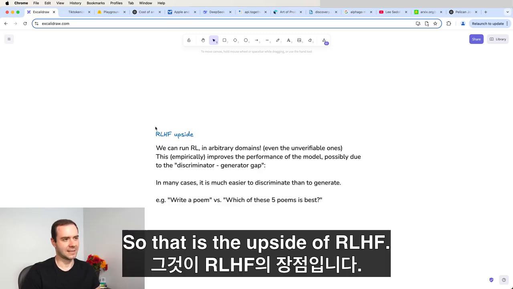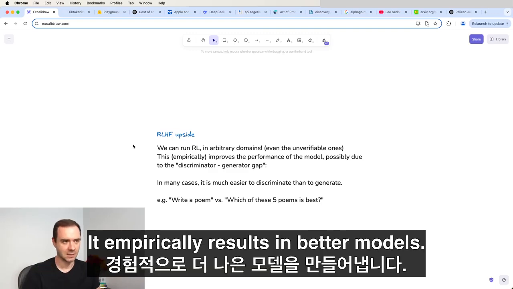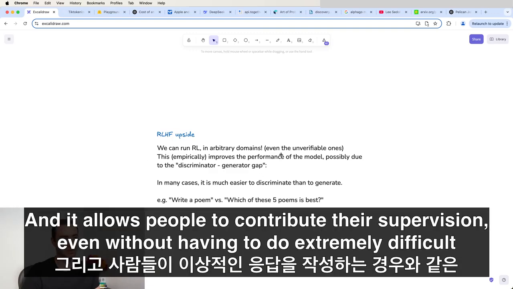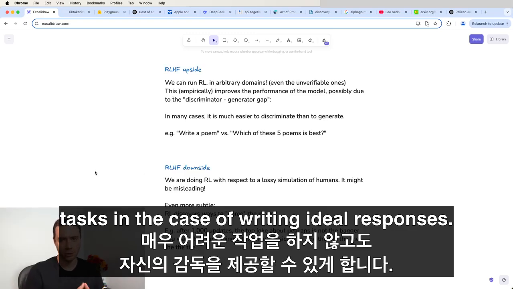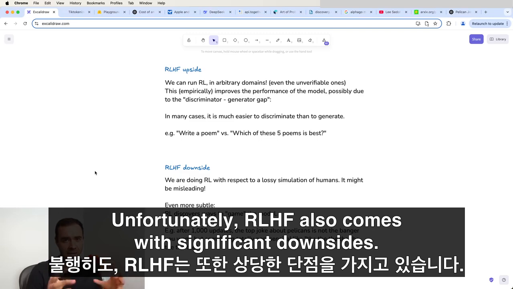So that is the upside of RLHF. It allows us to run RL. It empirically results in better models. And it allows people to contribute their supervision even without having to do extremely difficult tasks in the case of writing ideal responses. Unfortunately, RLHF also comes with significant downsides.